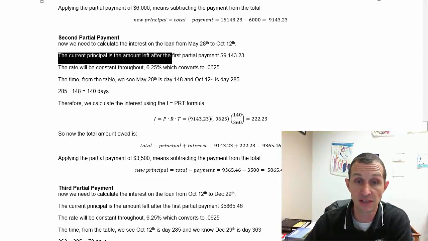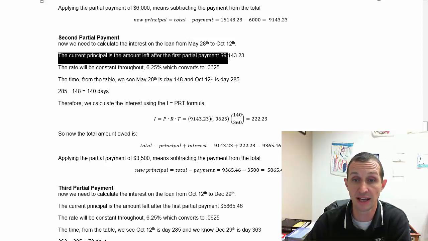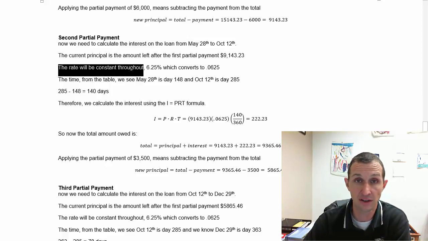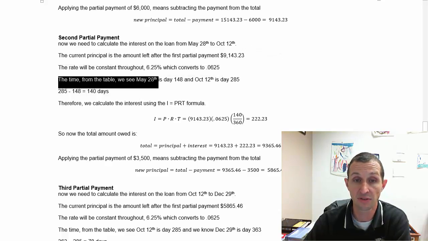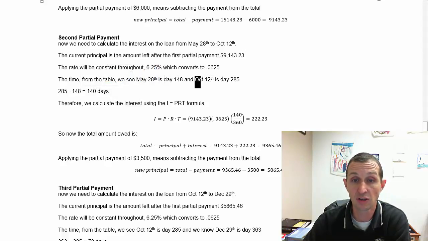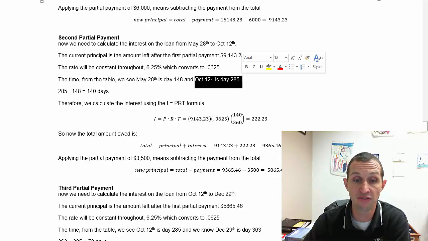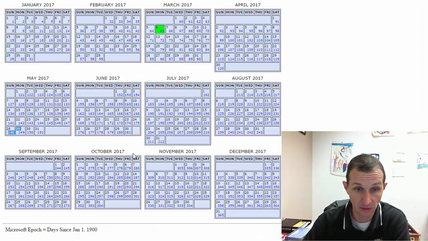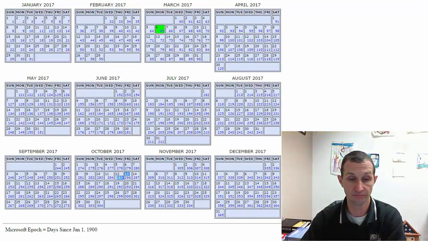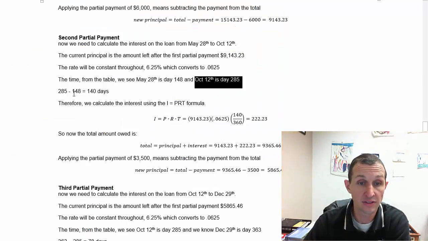So the current principal is the amount left after the first partial payment. That's the $9,143.23. The rate is constant throughout, right? Converts to 0.0625. And the time from the table we see from May 28th, remember that was day 148, to October the 12th is day 285. And again, I'm going to go to October the 12th. There's my day 285. There it is on the chart. Look on the chart. Okay? And so we're going to get 140 days.